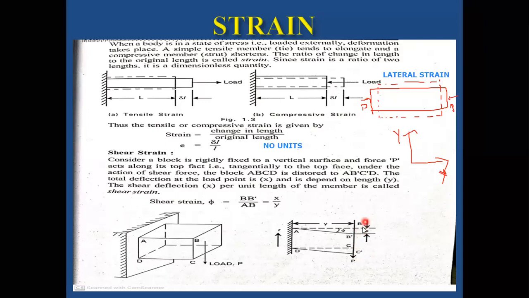So what is the deflection of the beam while applying the load? The difference between B dash and B is called x. And the length of the beam, we can just consider it as y. So shear strain is nothing but the ratio of B dash B to AB, the ratio of x to y. We can call it the shear strain. As we consider that this is 90 degrees, tan phi equals opposite side by adjacent side, so opposite side is x and the adjacent side is y.